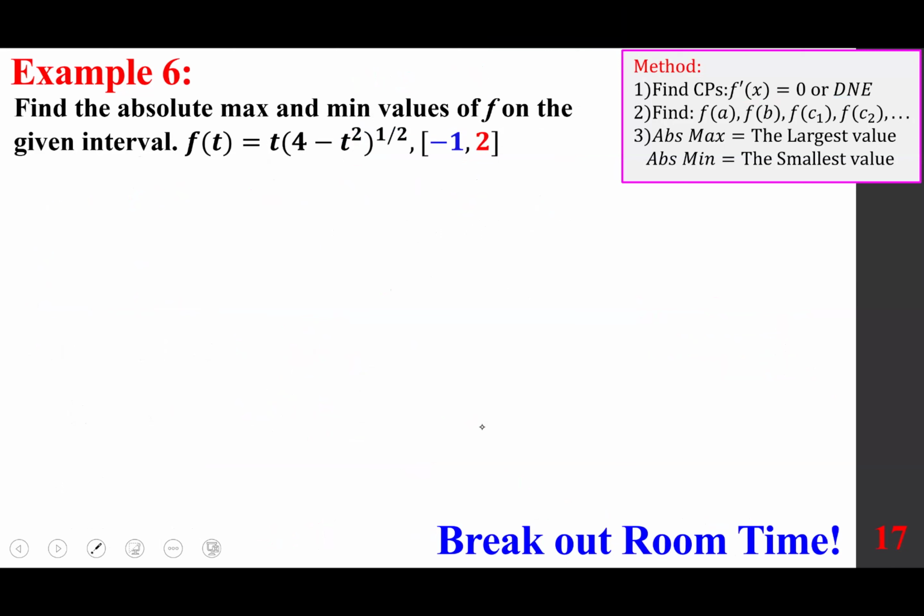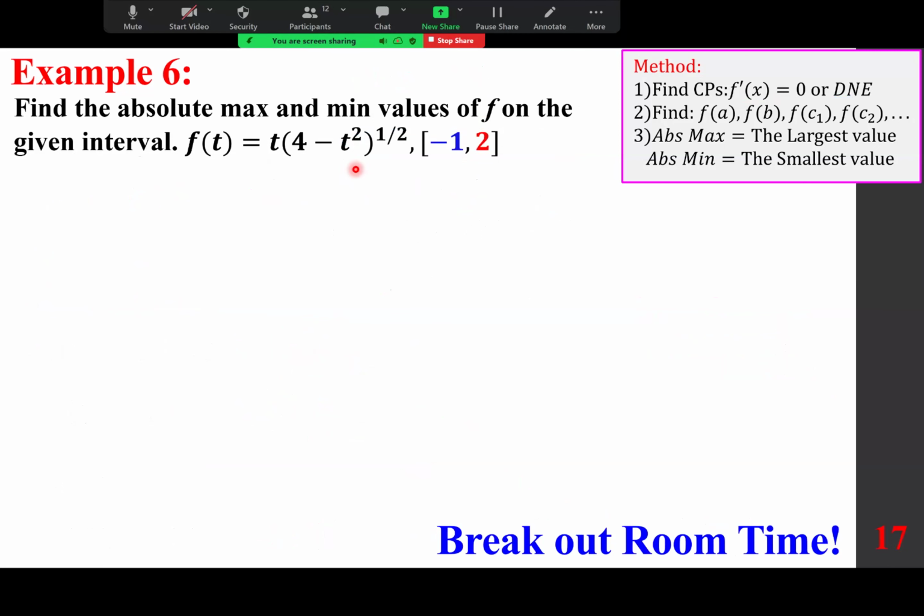Find the absolute max and minimum values of f on the given interval. F of t is given as t times (4 minus t squared) to the power of 1/2, with the interval given as -1, 2. Again, pay attention to the fact that this is a closed interval.